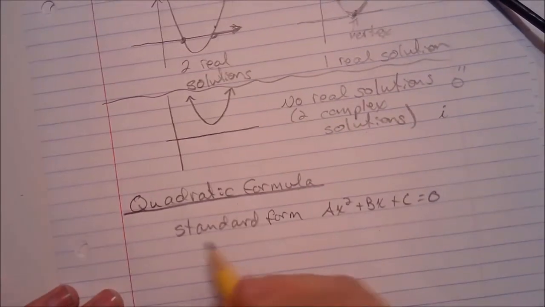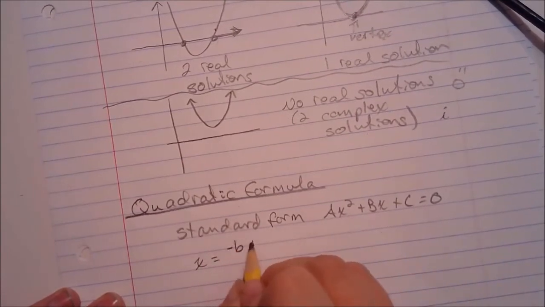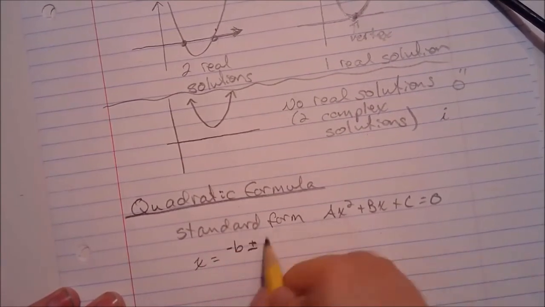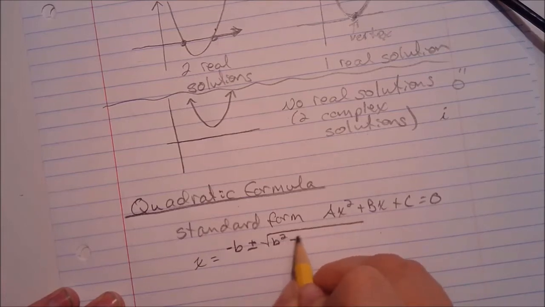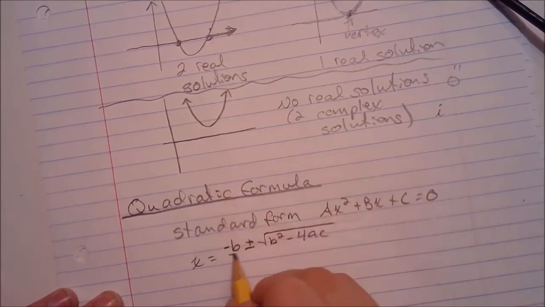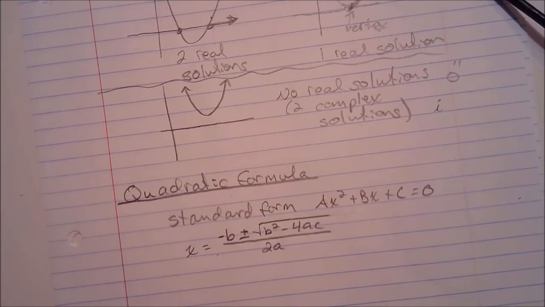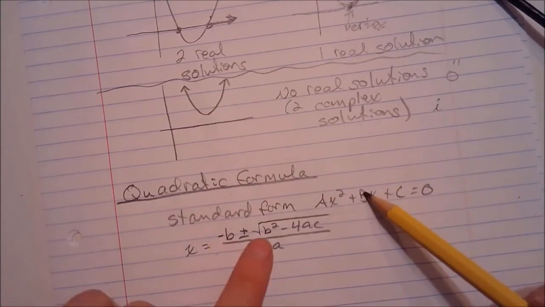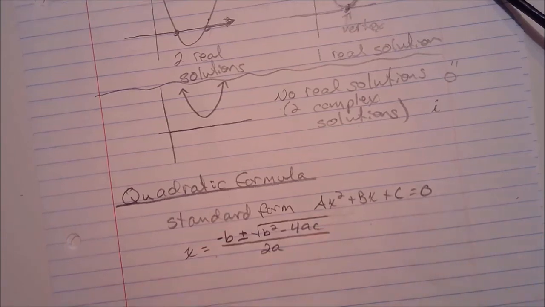So, see if you remember this puppy. Negative b plus or minus the square root of b squared minus 4ac all over 2a. What you do for the quadratic formula is plug in the a, the b, and the c, and then work it out, see what you get.